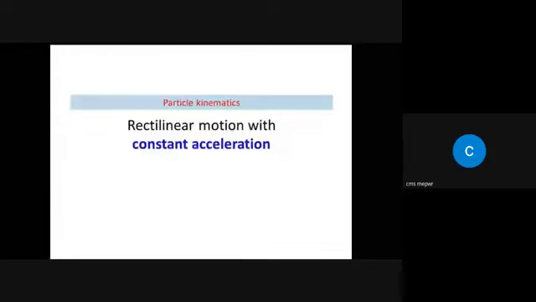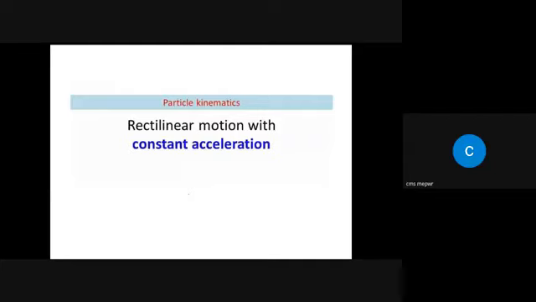Okay, now rectilinear motion with constant acceleration. Sometimes we assume this case, like if the acceleration is constant. So in which case can we assume constant acceleration? For example, if we imagine the case of free falling bodies.